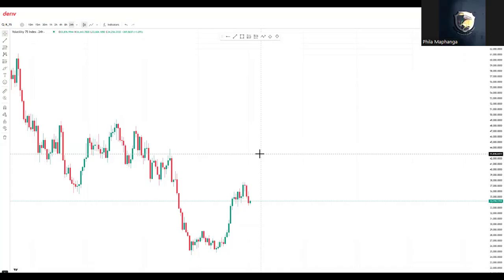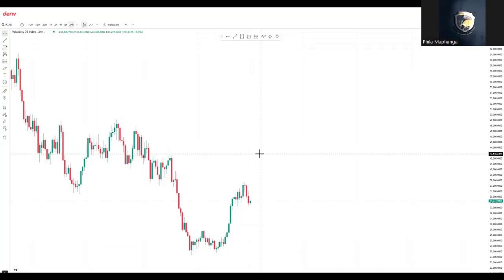Today I want us to look at volatility 75 and look at the opportunities that we might get on volatility 75. Remember, always start from higher time frame when you analyze the market. You don't have to go to smaller time frame to try to understand what is happening on smaller time frame, because you'll find yourself making mistakes over and over and over. Therefore, let's begin. We start on a higher time frame.